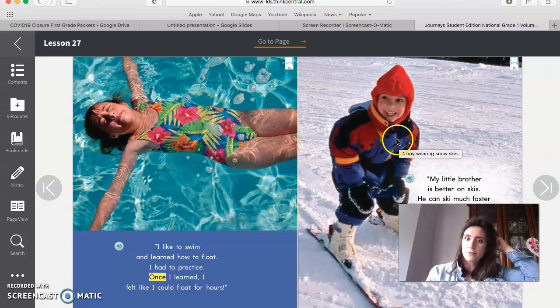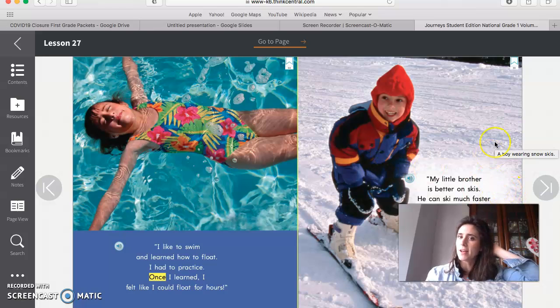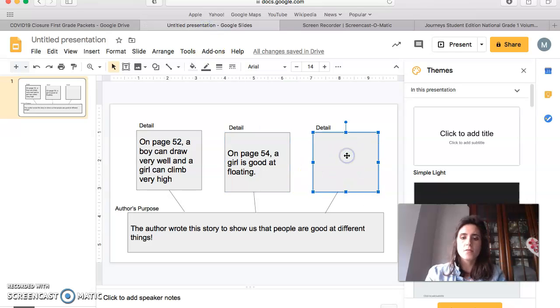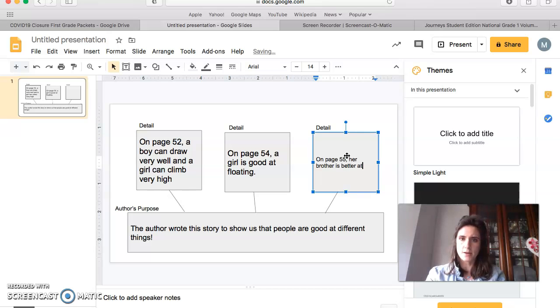Take a look at page 55. My little brother is better on skis. He can ski much faster than I am. So on page 55, we could say, on page 55, her brother is better at skiing than her, or than the girl.